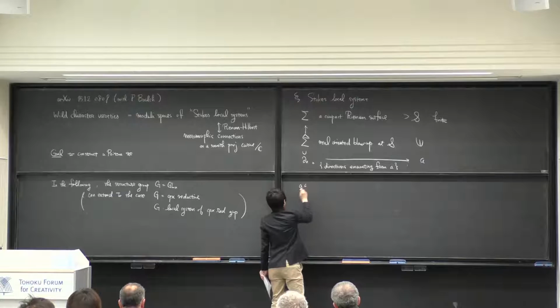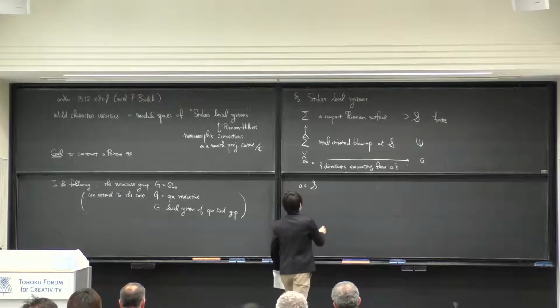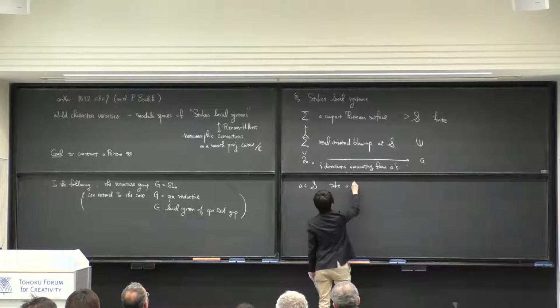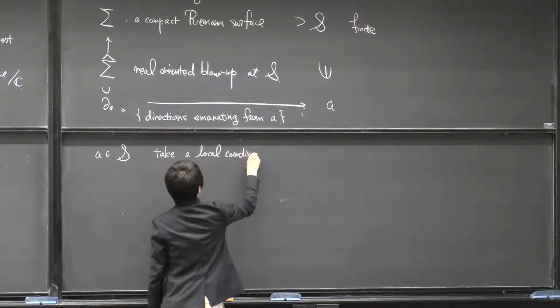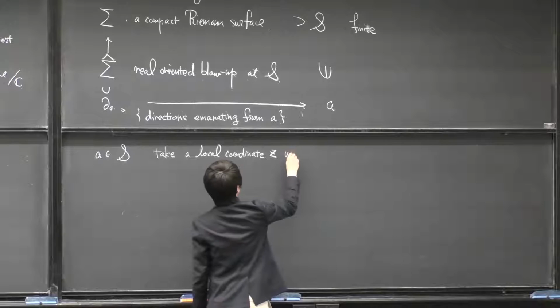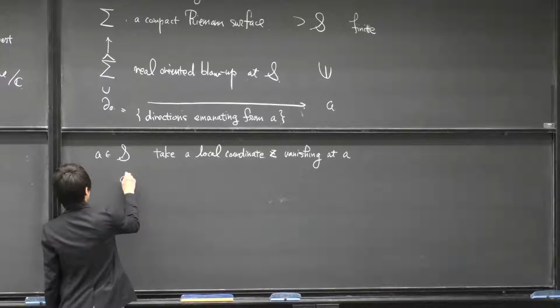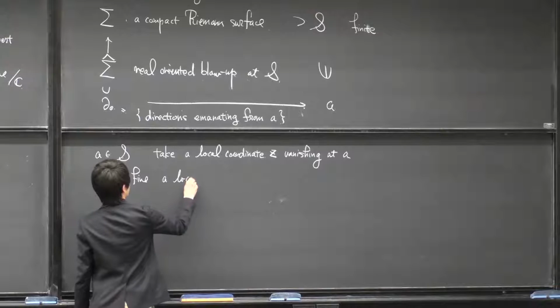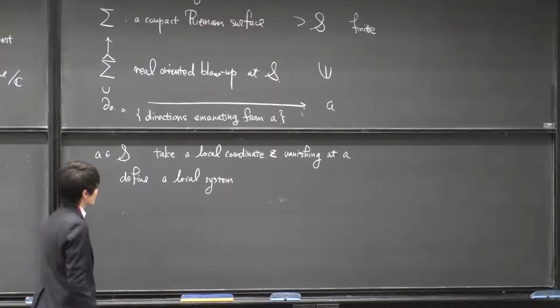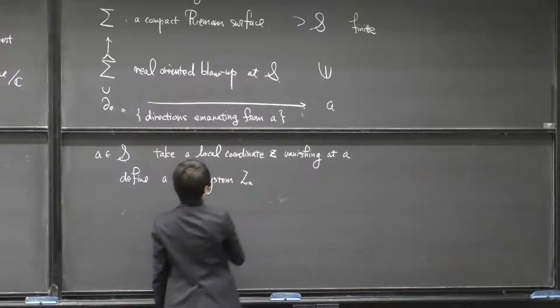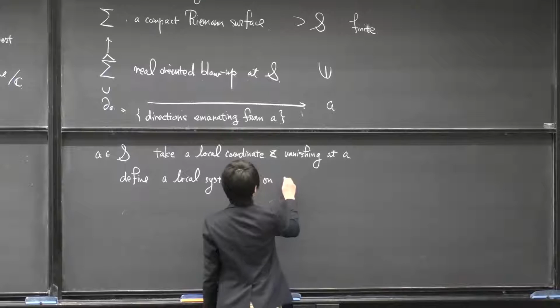So for each marked point, for simplicity, let us take a local coordinate z vanishing at a, and define a local system, which I denote by I sub a, defined on the circle as follows.